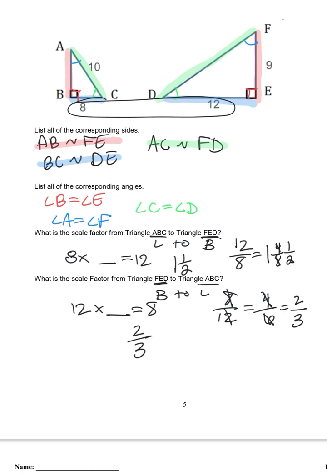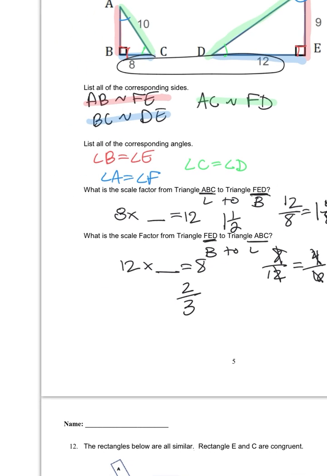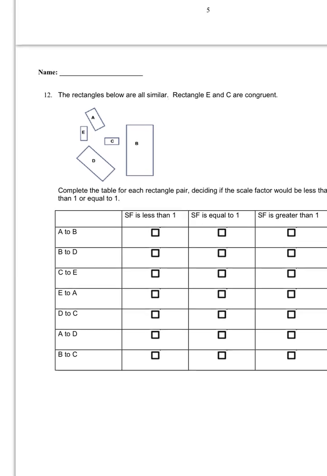You could have also simplified it by 4. That would have gotten you down to the final answer faster, but just in case, you can always stick with 2. All right, question number 12.